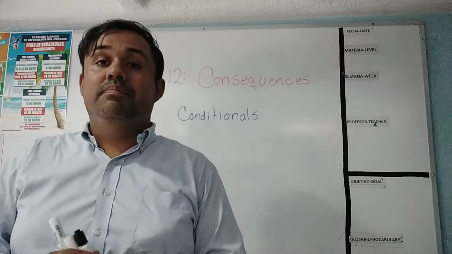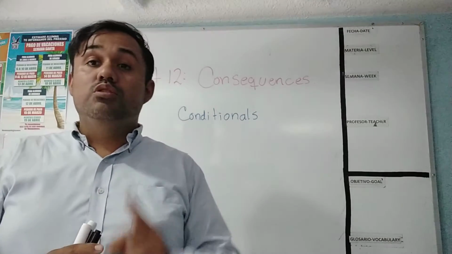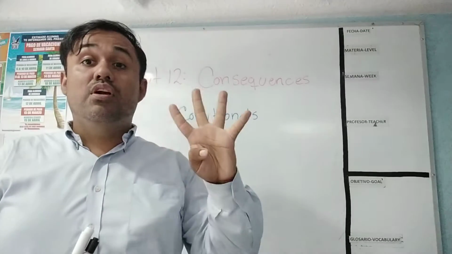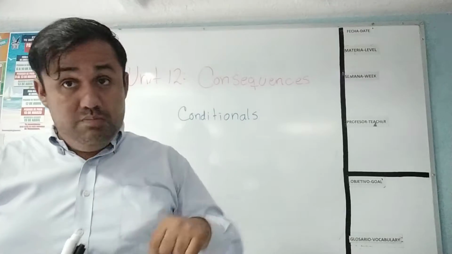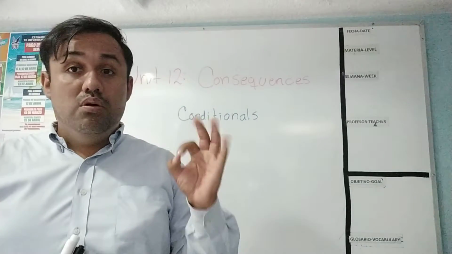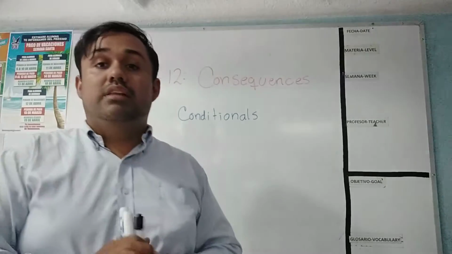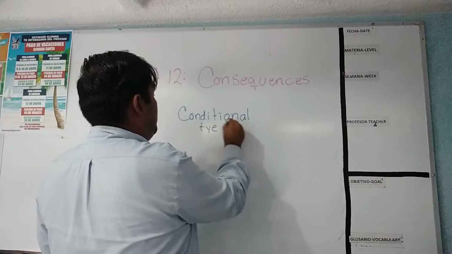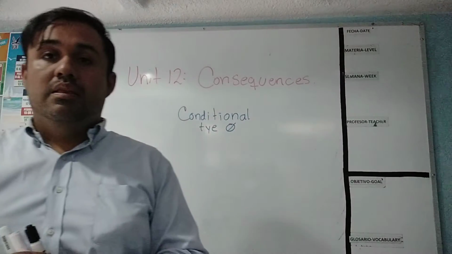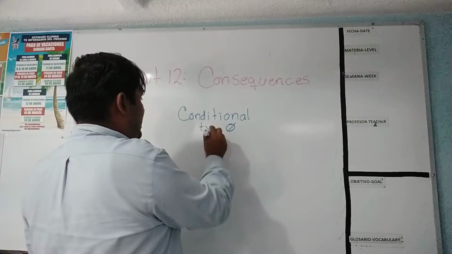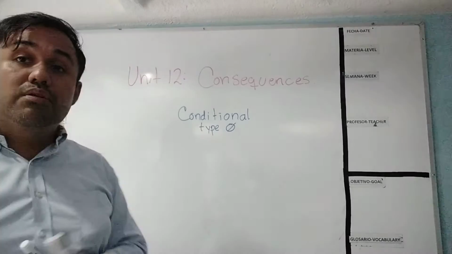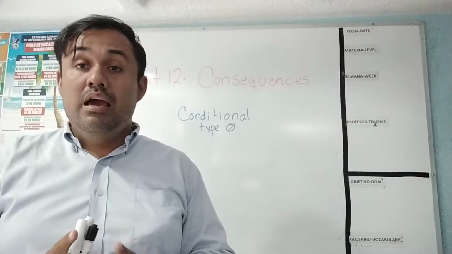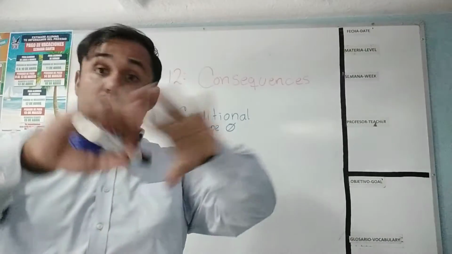conditionals. Okay? For this time, I am going to show you the conditional type 0 and the conditional type 1. There are 4 different conditionals, but for this moment it is only conditional type 0 and 1. Let's start with the conditional type 0. The conditional type 0 is an always true situation. What is real for you is real for everybody.